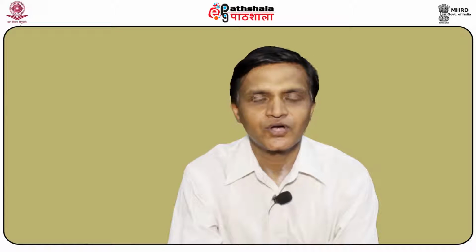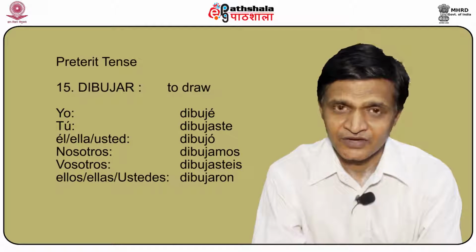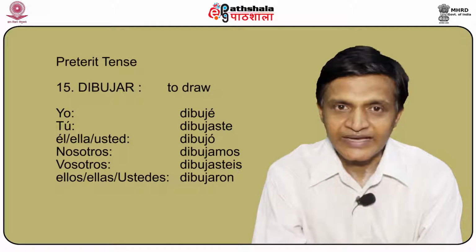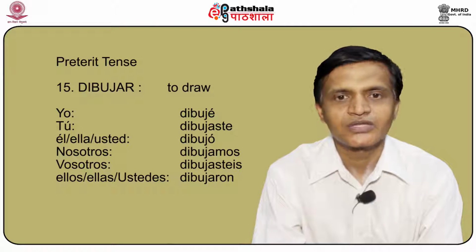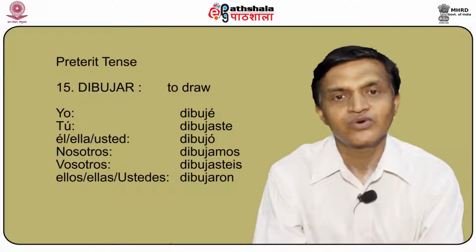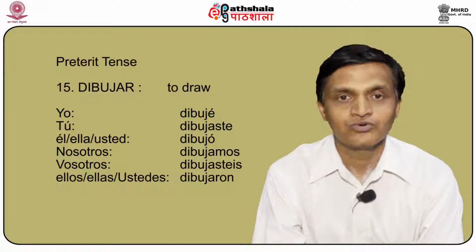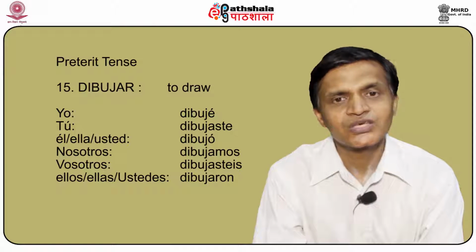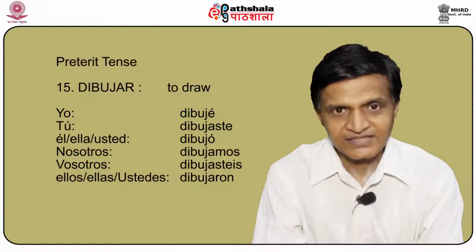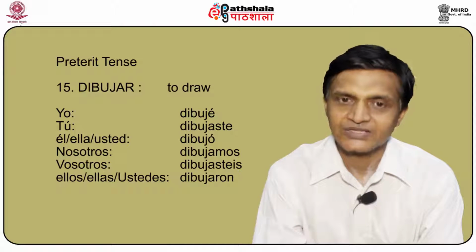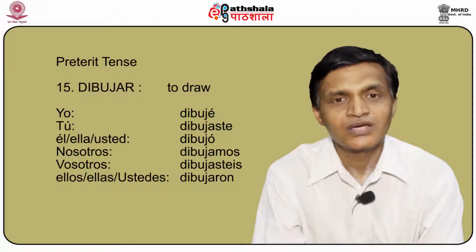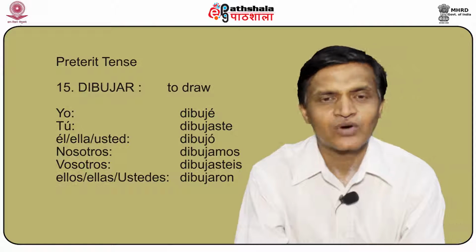Another verb that we would like to talk about in the preterit tense is dibujar, which is an AR ending verb and it means to draw. So the conjugation of dibujar is dibujé, dibujaste, dibujó, dibujamos, dibujasteis and dibujaron. So it is yo dibujé, tú dibujaste, él, ella, usted dibujó, nosotros dibujamos, vosotros o vosotras dibujasteis, and ellos, ellas, ustedes dibujaron. I repeat, dibujé, dibujaste, dibujó, dibujamos, dibujasteis and dibujaron.